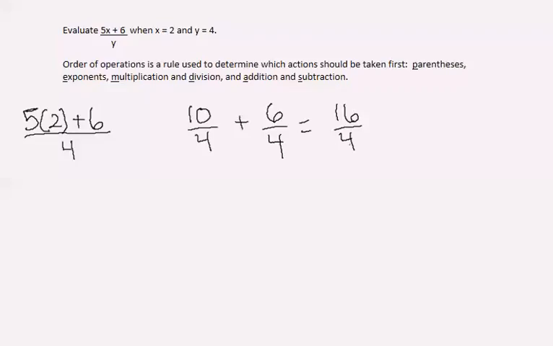So now I have 16 divided by 4. And this can be simplified because 4 goes into 16 four times. And that's the answer. Another way I could have done the problem is instead of separating these, I could have written 10 plus 6 over 4, which is pretty much the same thing because they have a common denominator. And I get the same thing.